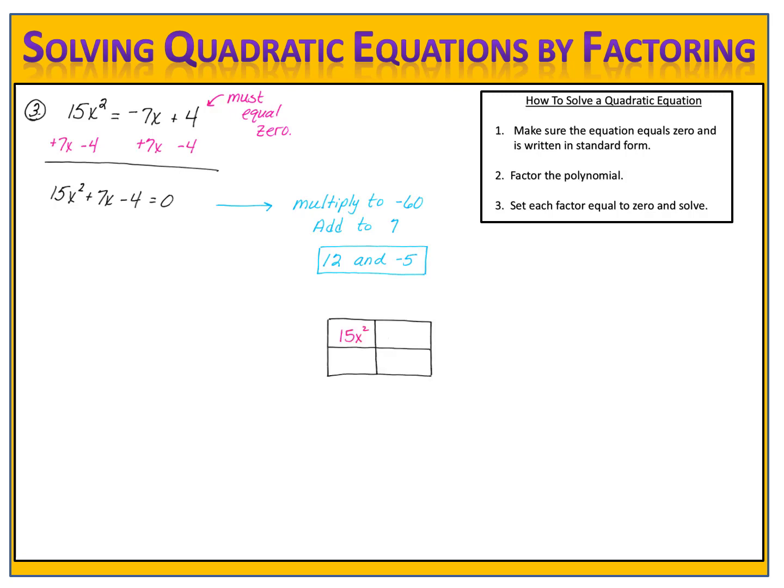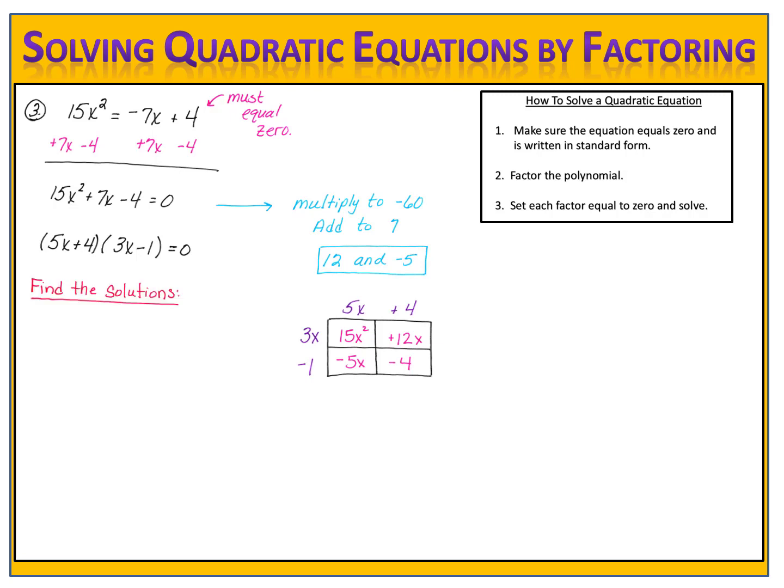I'll put my 15x squared in the first box and the minus 4 in the last box. I put the 12x and the minus 5x in the others, and I look for the greatest common factor across the top and then use multiplication to fill in the remaining spots. The factored form is 5x plus 4 times 3x minus 1 equals 0, and the process is exactly the same.